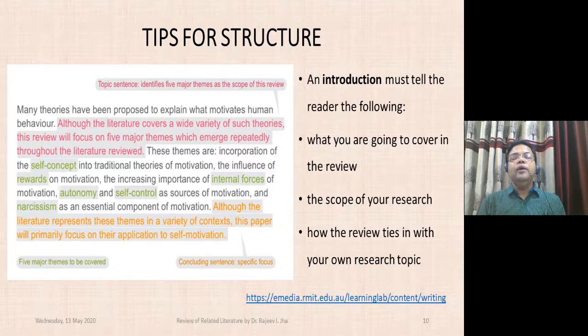You can see on the slide, different colors are used to depict the role played by the introduction. In the pink, we find the topic sentence, which identifies 5 major themes as the scope of this review. In green, we find the 5 major themes to be covered. And lastly, in the orange font, we find concluding sentences, which are nothing but the specific focus of the literature review.